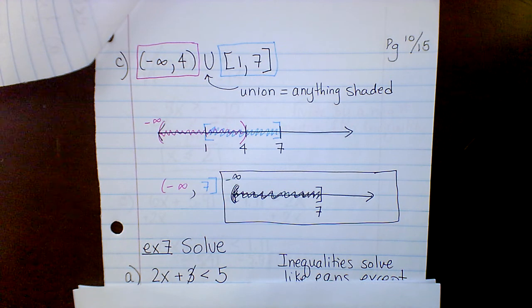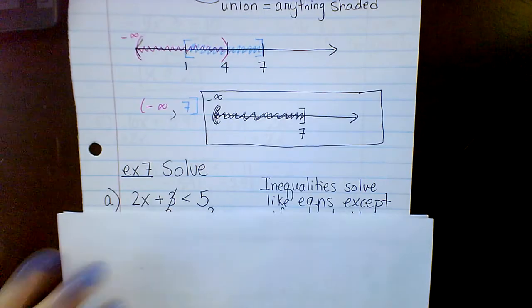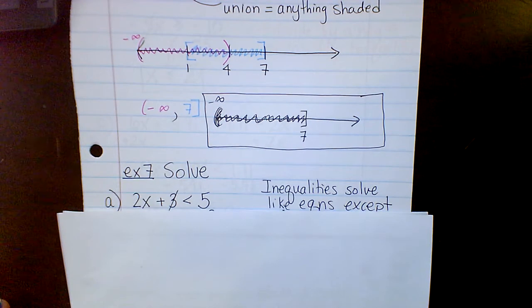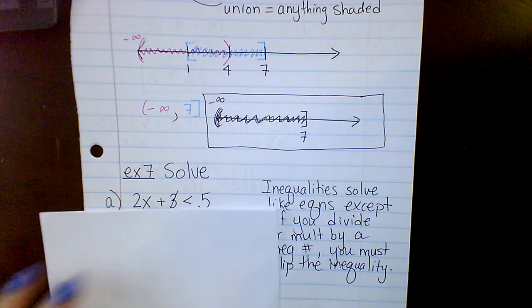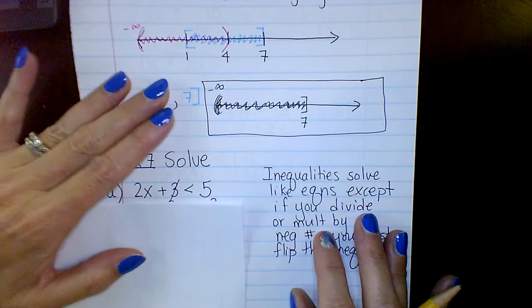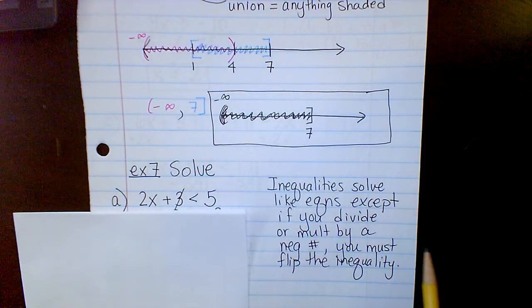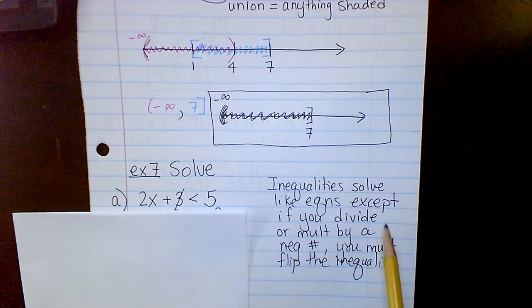Okay, so now we are finally ready to solve some inequalities at long last. When it comes to solving inequalities, they are going to solve just like equations, except, you might remember this if you took Math 90 recently, because we did some of these in Math 90, the last step. If you divide or multiply by a negative number, you're going to flip the direction of the inequality.